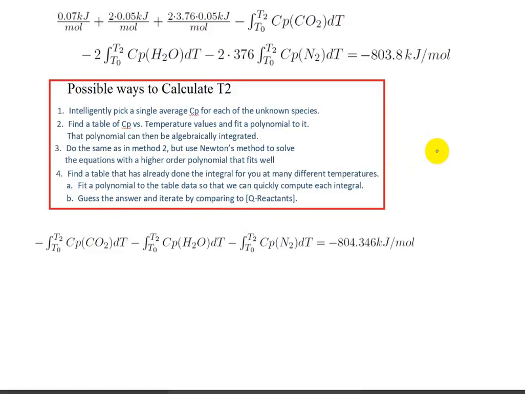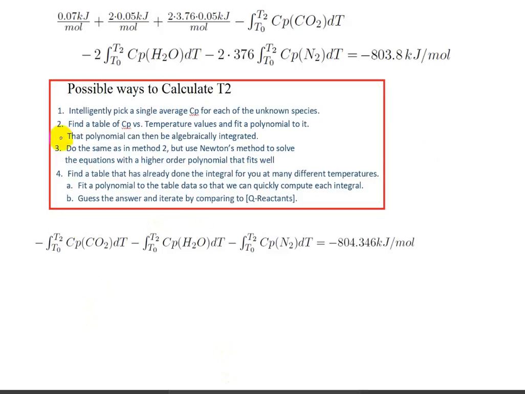Here's a list of possible ways to a solution. Number one is intelligently pick a single average heat capacity for each of the unknown species. You can pick from the Webbook table. The math gets obviously easy since CP becomes a constant, and you can just solve for T2. T0 is still 298.15. Clearly, the result will be weak since you know that heat capacity varies with T2.